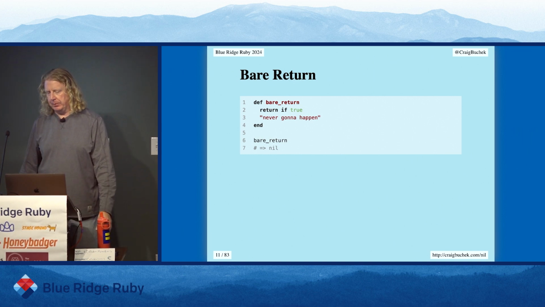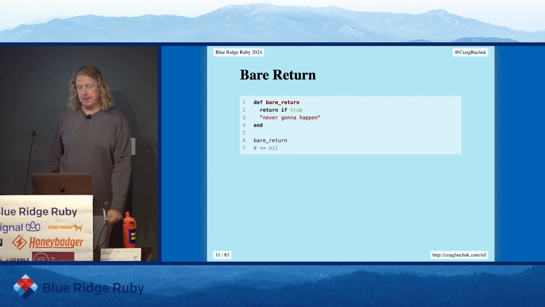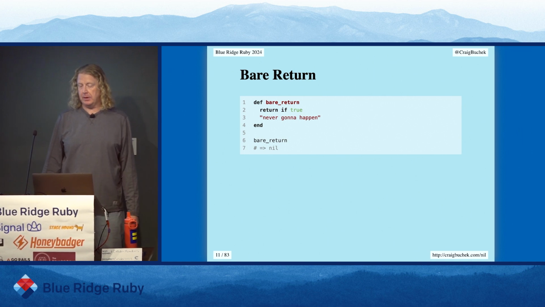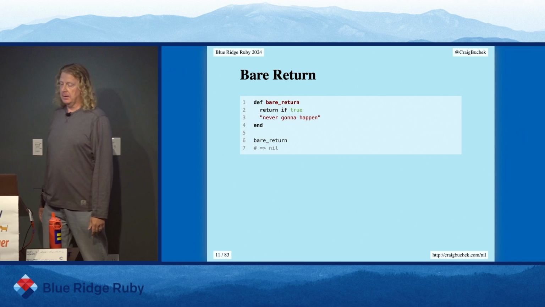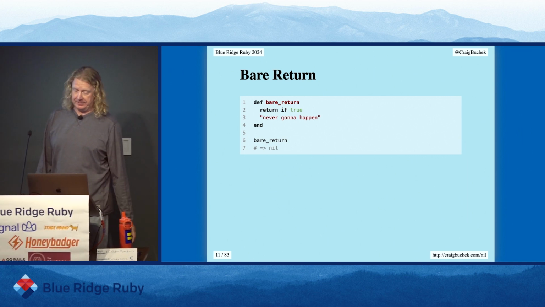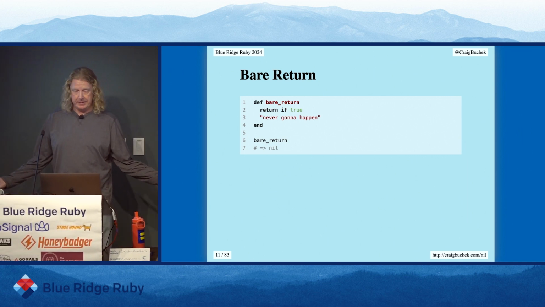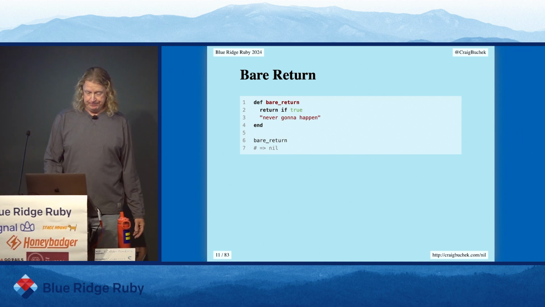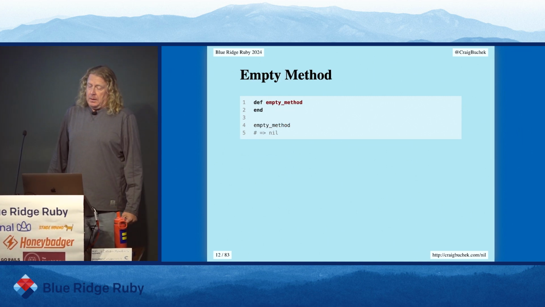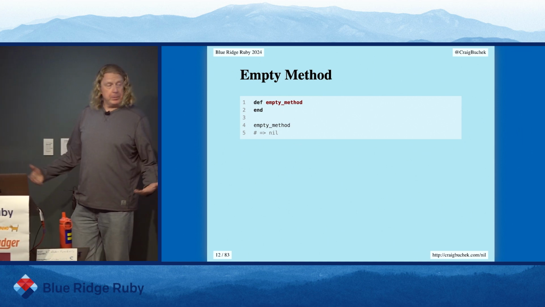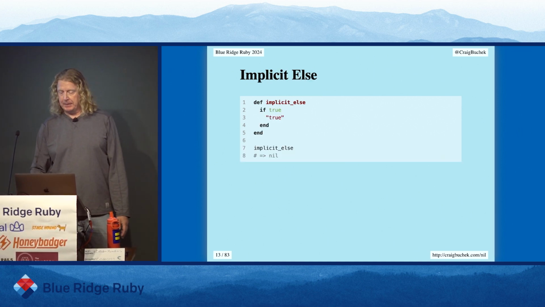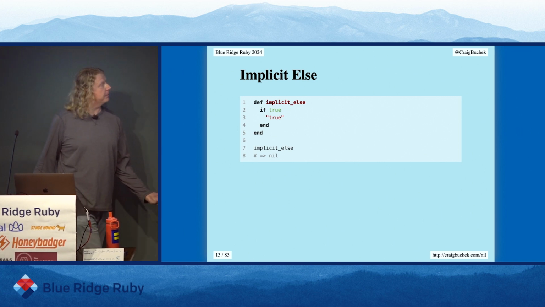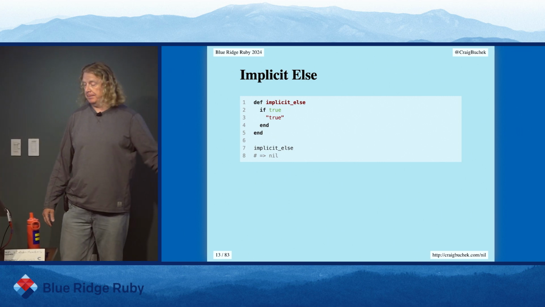We'll often get a nil without expecting it. If there's no value specified in a return statement, it'll return nil. Using a bare return like this in a guard clause is a pretty common idiom in Ruby. An empty method will return nil. It's kind of like the default value, right? If you have an if without an else, this will return nil.